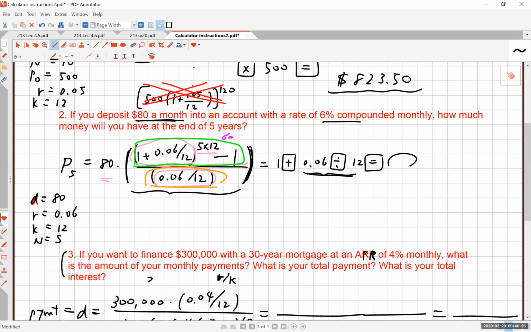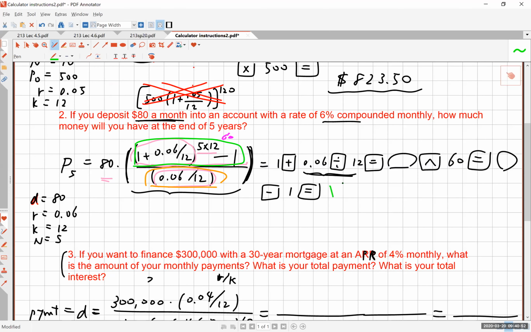And that answer will be 1 plus 0.06 divided by 12. That's all you get. And then you raise it to the power of 60 and put equal sign. That's going to give you some answer. And then, of course, you subtract 1 from it and put equal sign. And what you get at this point is whatever is in the green. That's what you get.